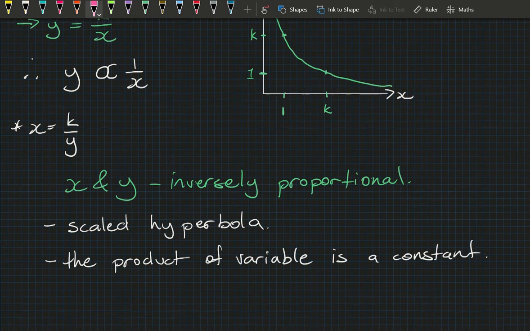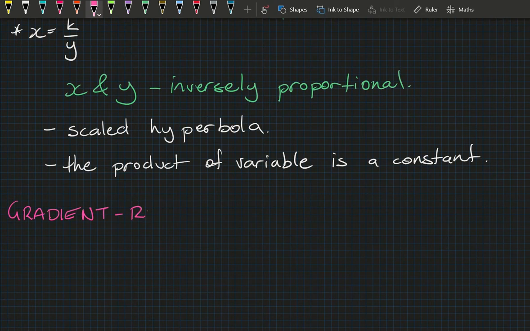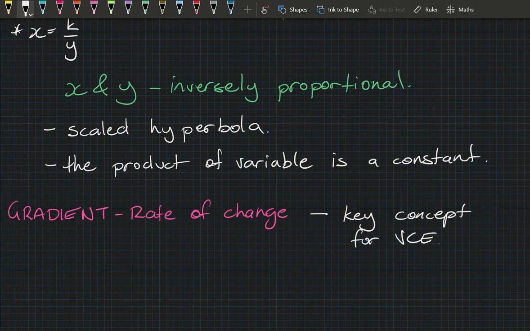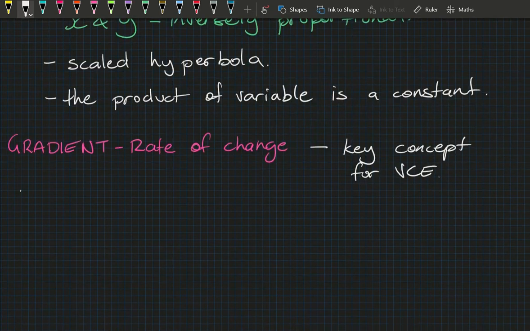The next part of this lesson is all about gradient or rate of change. This is the concept I was talking about at the start of the lesson that is key to VCE. So let's start with what we do know, and that is a gradient in relationship to a linear graph.